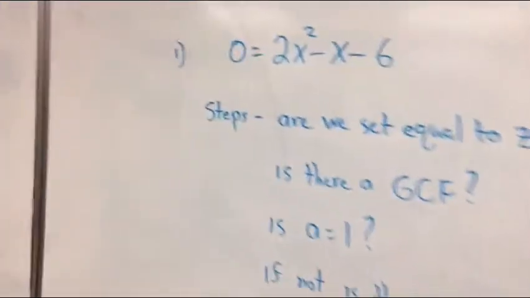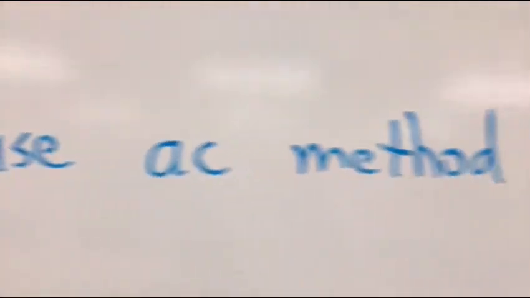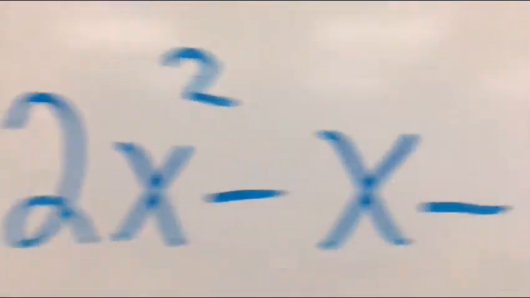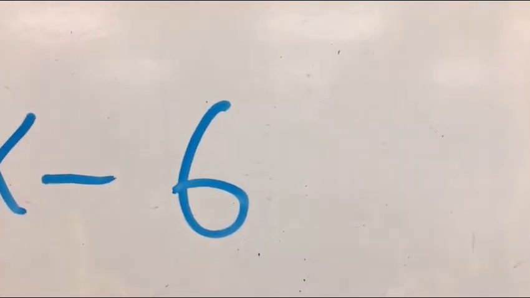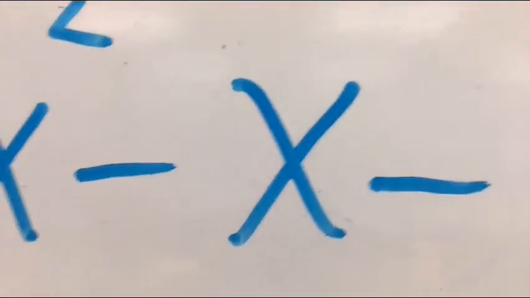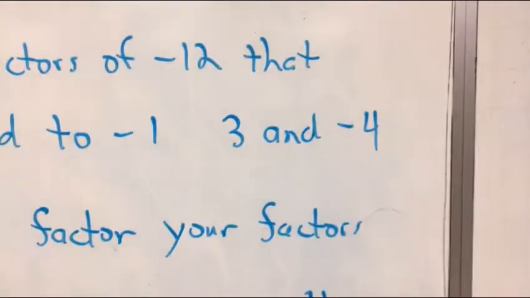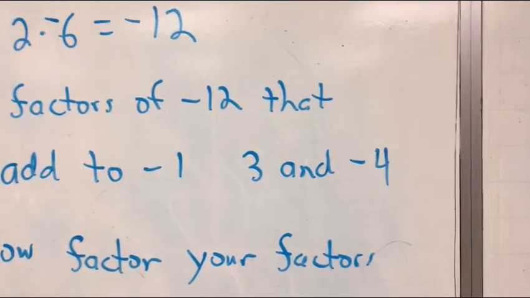So I take a, 2, and I multiply it by negative 6, and I get negative 12. Now I need factors of negative 12 that add to negative 1, because the coefficient b I'm aiming for is negative 1. So I took the 2 times the negative 6, negative 12. Now I need factors of negative 12 that add to that negative 1. Remember, there's a 1 there. So what can we do with that? Well, let me see. How about 3 and negative 4? 3 times negative 4 is definitely negative 12, and 3 minus 4 is definitely negative 1.